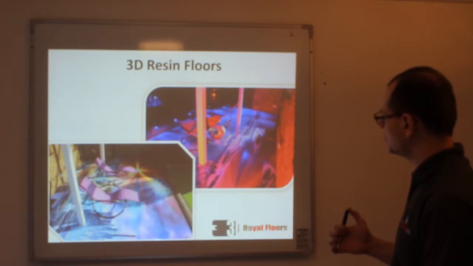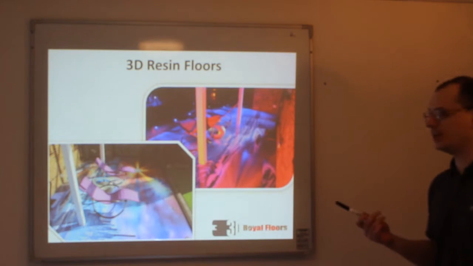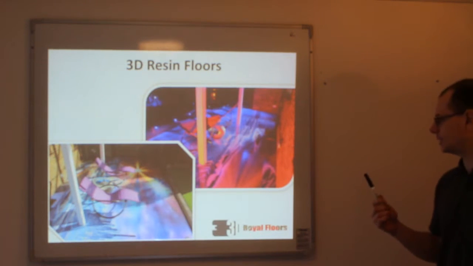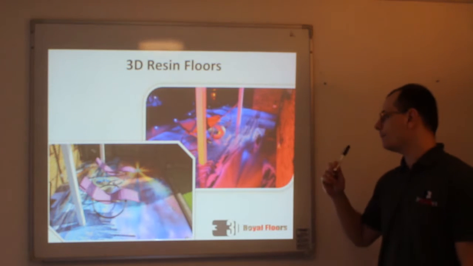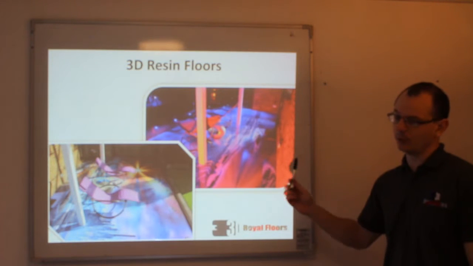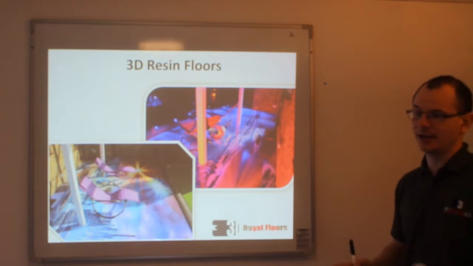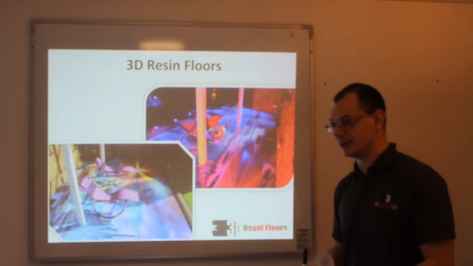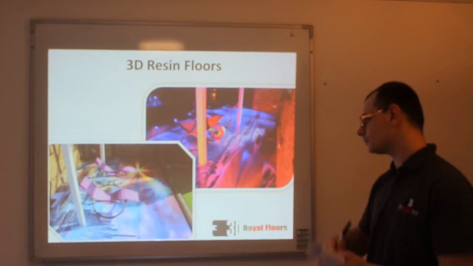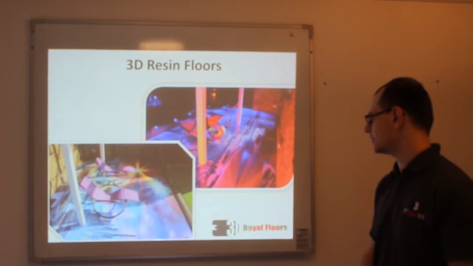The next two pictures represent the 3D floors, and what does that mean? It is the difference between this type of floor and the previous one we have seen. Here we encapsulate a picture, a graphic, in between the resin. About these details we're going to be talking in the next chapters.